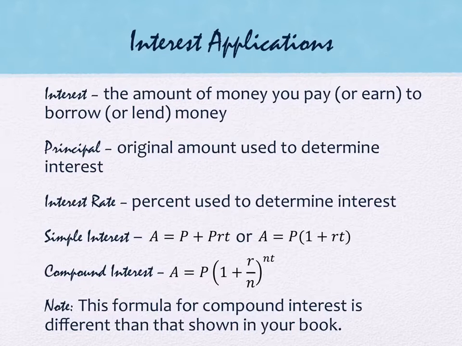What would R be? It's the rate, and you need to make sure you write it down as a decimal. It's not the rate as a percentage. So if it's 5%, you've got to turn it into a decimal first. T is time in years. Always in years.